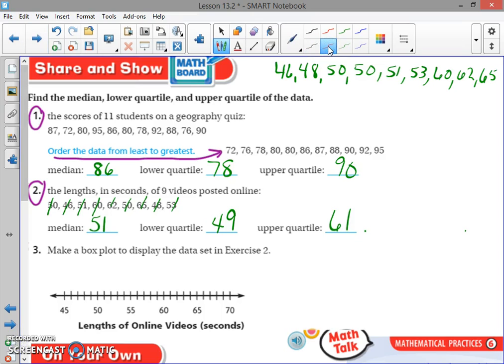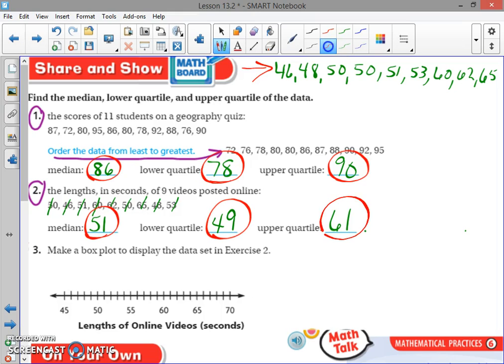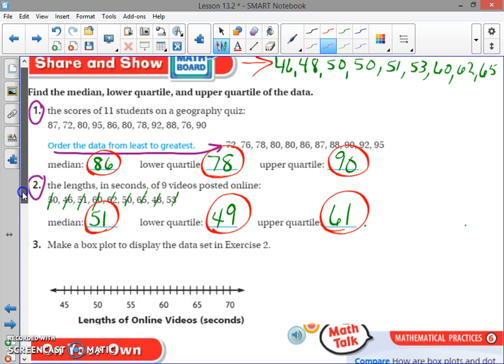Okay, thanks for pausing. Your median of this data would be 86, the lower quartile median 78, and the upper quartile median 90. If you go to number 2, I ordered them up here because there wasn't enough room. Your median would be 51, lower quartile median 49, upper quartile median 61. Aren't we all grateful these aren't means? I mean, come on, right? Let's be thankful.